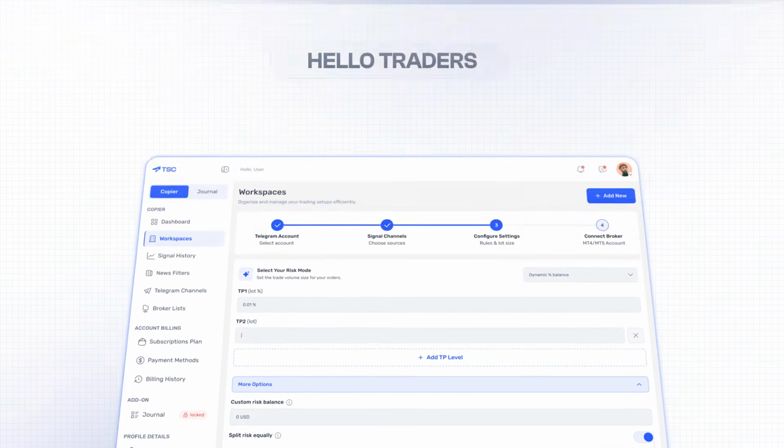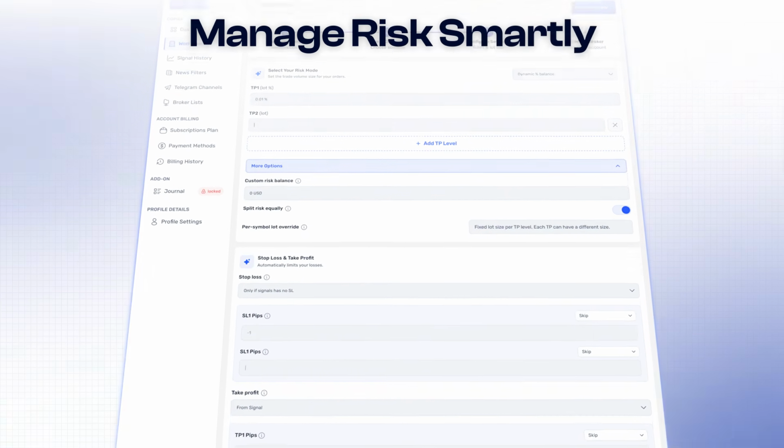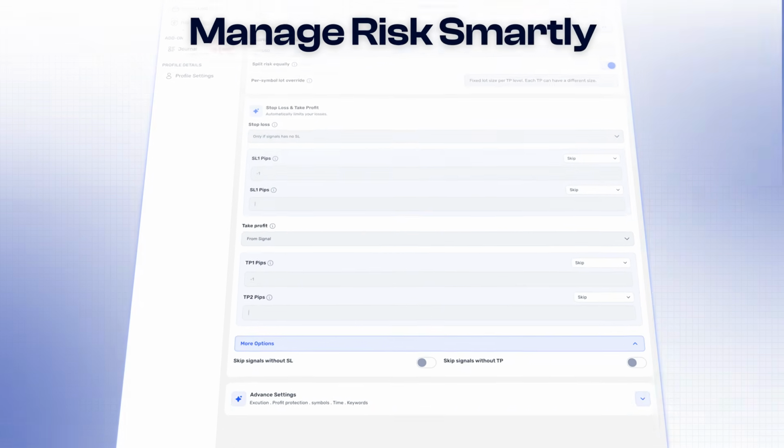Hello traders, today we'll show you how trade2sync helps you manage risk smarter with automatic position sizing options.